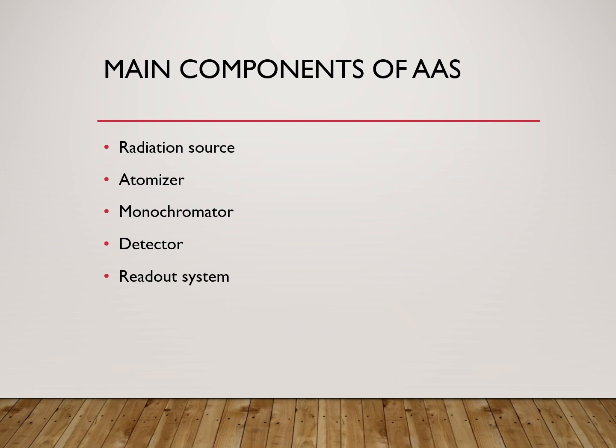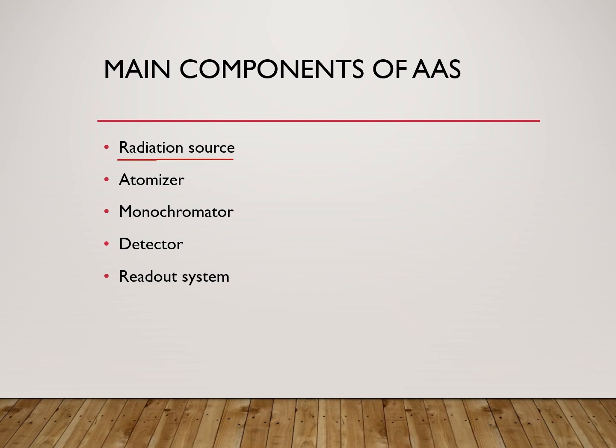Now we will discuss the main components of atomic absorption spectroscopy. An atomic absorption spectroscopy instrument consists of 5 main components: a radiation source, an atomizer, a monochromator, a detector, and a readout system. Each component plays a critical role in the accurate measurement of absorbance.